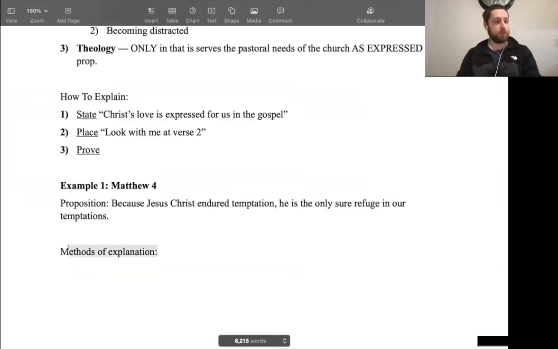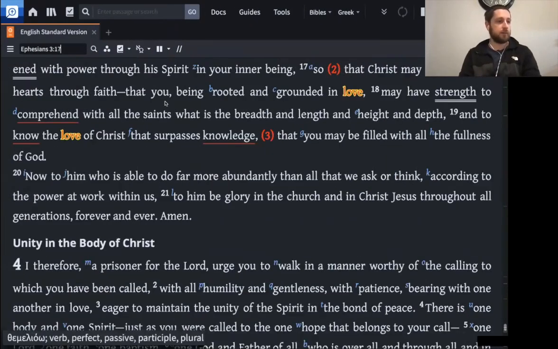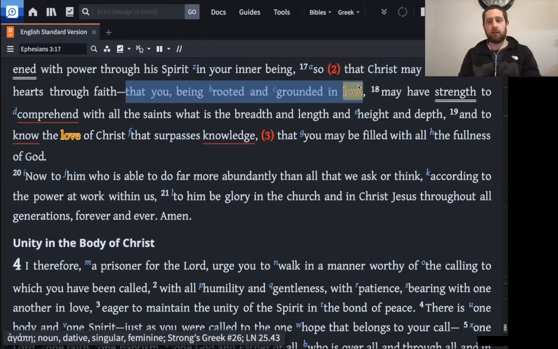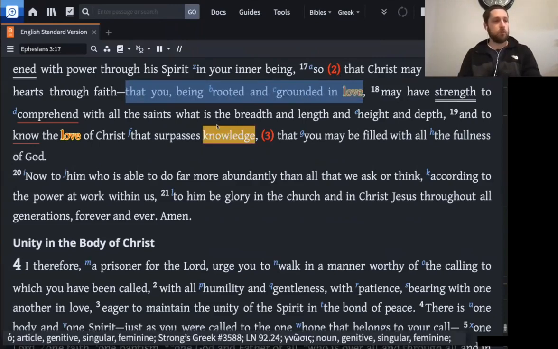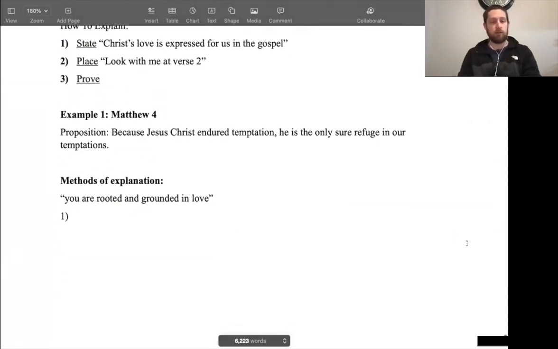And again, I get this from Dr. Chappell. He has an excellent book on this, but he gives 5 ways that we explain. And I want to use as an example for this Ephesians 3:17. It's a little clearer in the original, but this phrase, you are rooted and grounded in love. You could say, who are rooted and grounded in love, or you are rooted and grounded in love. So he gives 5 different examples of explanation.